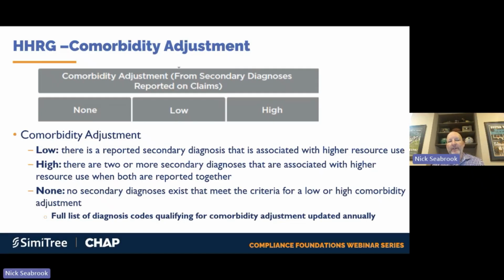And from a comorbidity standpoint, as you're determining what qualifies for those comorbidity adjustments, that list of diagnosis codes is updated on an annual basis. We'll talk about some of the other pieces that update on an annual basis, but that list is something that does update every year to show those interactions together. Again, it's based on the data that Medicare is looking at, and we know that data can change every year.